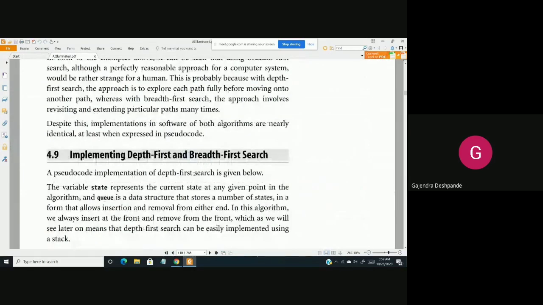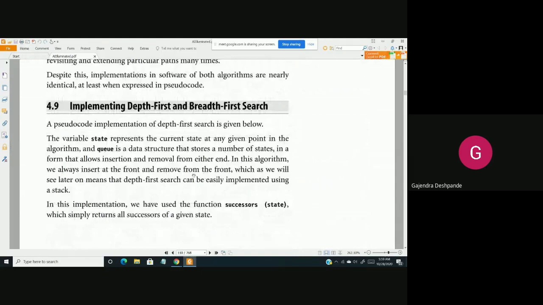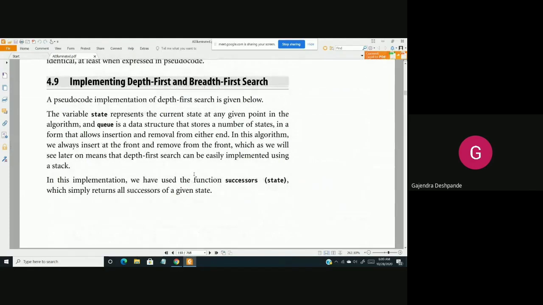Now implementing depth first search and breadth first search. Now let's see how we can implement DFS and BFS. Now if you observe the source code, we are going to use a data structure called a queue. So you already know how a queue works, right? You insert the elements from the rear end and remove the elements from the front end. But here the queue which we are going to use is a special queue.